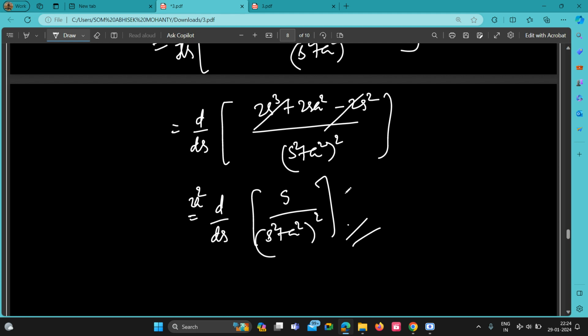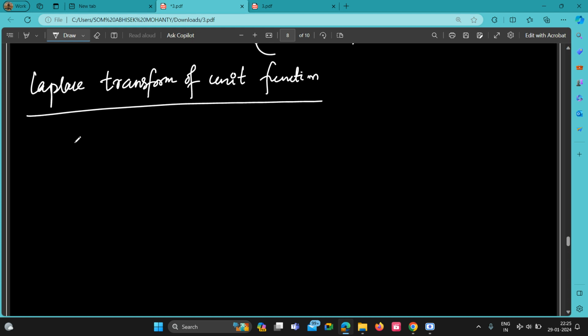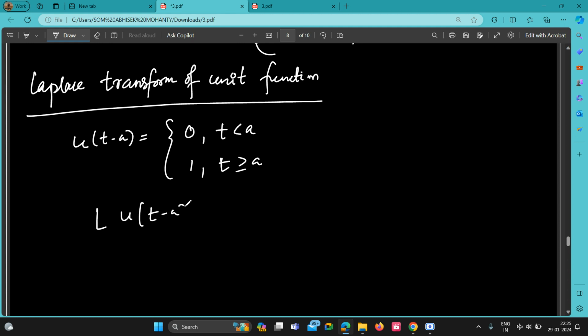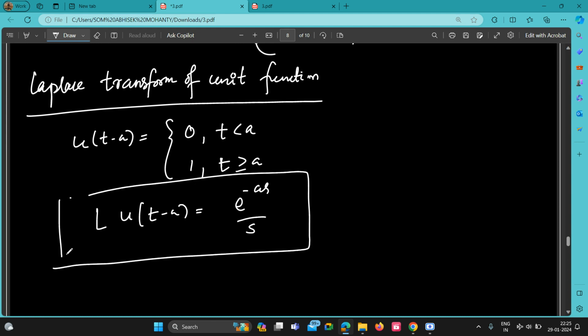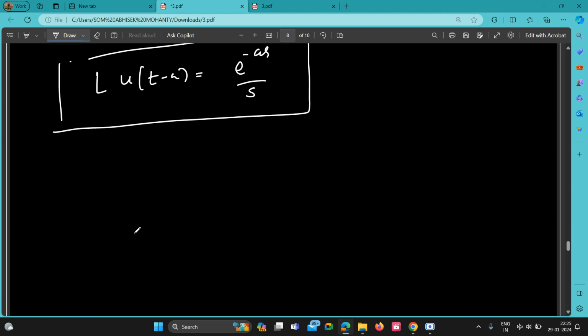Another one is the Laplace transform of the unit function. For example, the unit function u of t minus a is equal to 0 when t is less than a, and 1 when t is greater than a. So Laplace of u of t minus a is equal to e to the minus as by s.